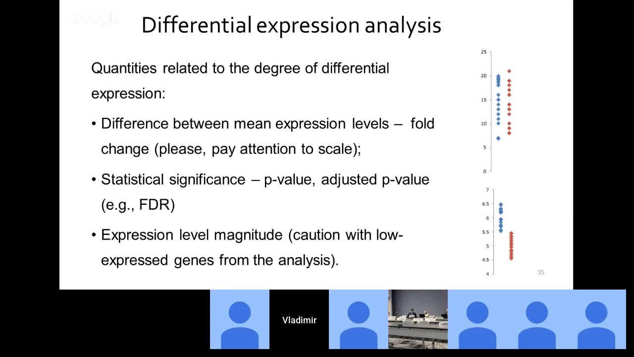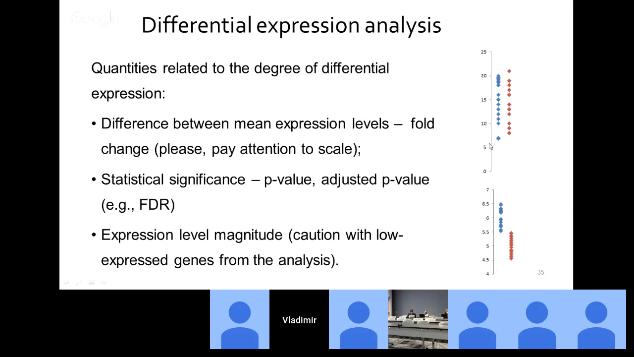What are the main characteristics of this differential expression? What are the main characteristics that should be kept in mind when thinking about differential expression analysis? Naturally, the first characteristic is fold change, so the difference between mean expression levels in the first group and in the second group. So it's very natural to say that the expression is sufficiently different if, for example, the difference between means is at least twofold.